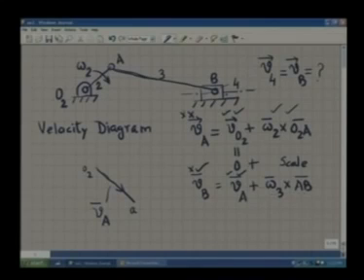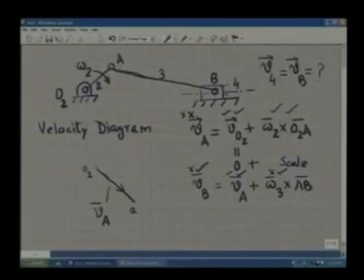Now omega 3 cross AB, I do not know as yet the magnitude of this omega 3, so the magnitude is unknown, but I know the direction of this vector omega 3 cross AB because I know the direction of both omega 3 and AB. So the direction is known. So again in this vector equation I have two unknowns, the magnitude of omega 3 cross AB and the magnitude of VB, and that can be determined from this vector equation.